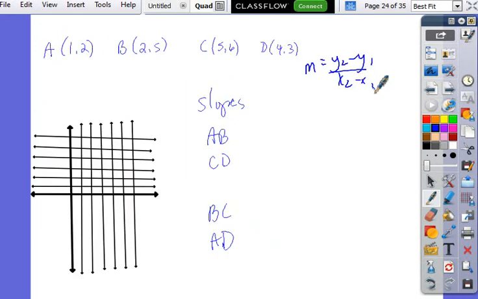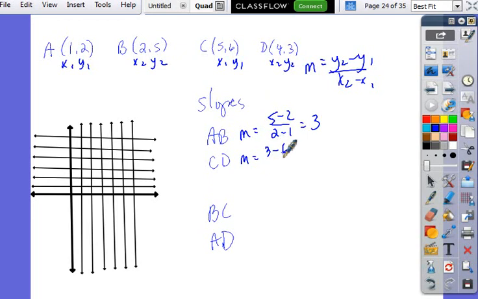All right. If I'm doing AB, well, A is my 1s, and B is my 2s. Tell me the numbers I'm going to plug in right here. 5 minus 2 over 2 minus 1 is 3 over 1. CD, well, C is my 1s, D is the 2s. I get negative 3 over negative 1, which is 3. So what does that mean about these sides right here? They are parallel. So can it be a kite? No. The kite is automatically out right now.